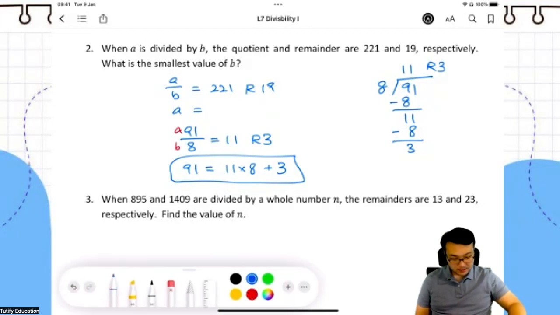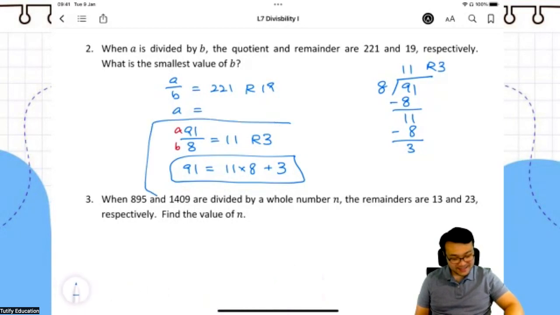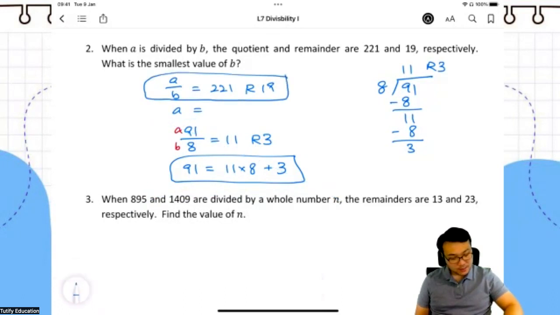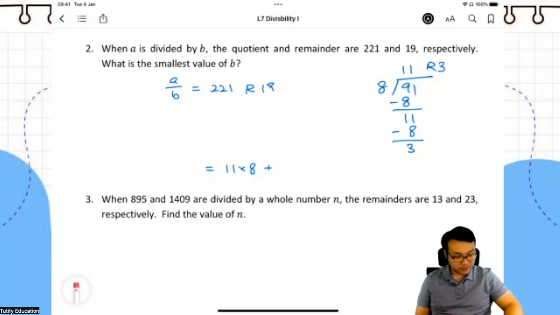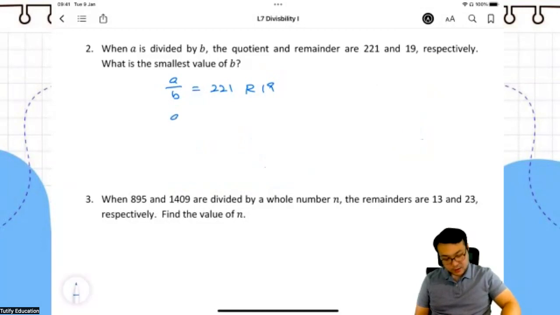Let's not use the number 8, because this is just my example. I want you to focus on the question. This is the question. Let me rearrange. A equals 221 times what? Times B. Then? Plus 19. Very good. Okay, let's write it down properly and let me get rid of the other example. So we know that A equals 221 times B, so we have 221B plus the number 19, which is the remainder.